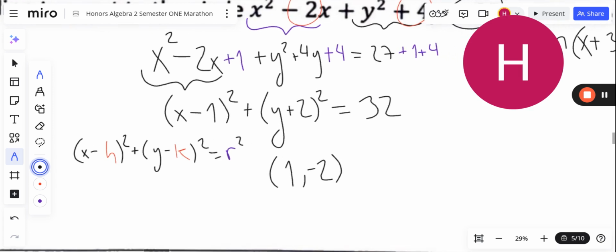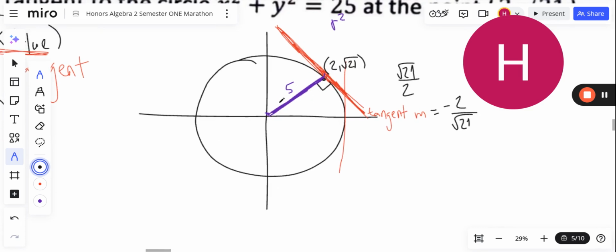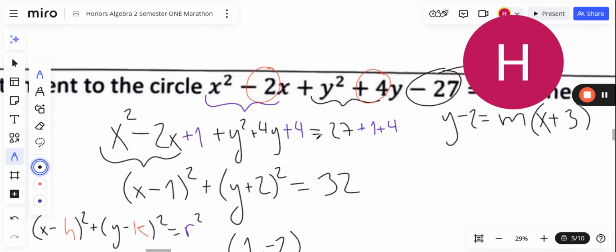The radius is the square root of 32, but that actually doesn't matter. We don't need the radius length, right? We never used the radius length in this question. We just used the slope from the center to the tangent point. We're going to do the exact same thing without a diagram.